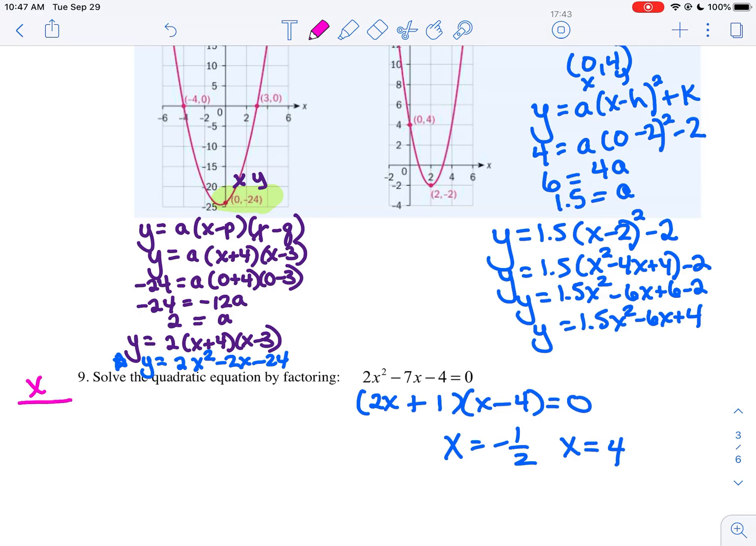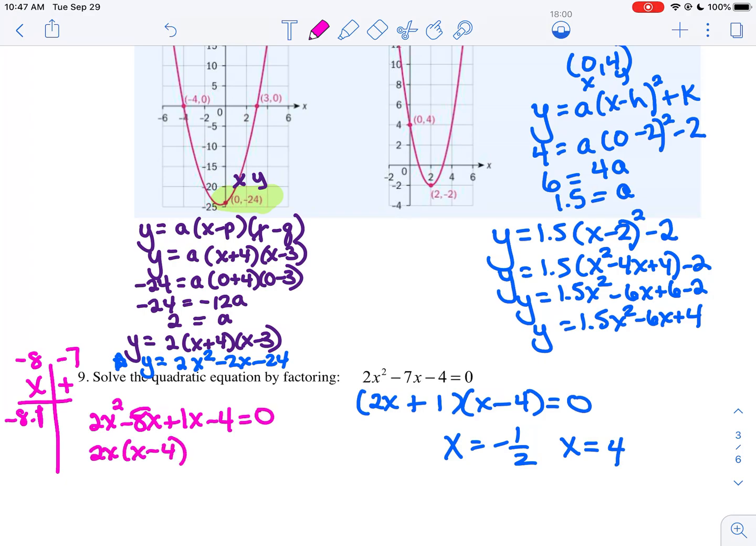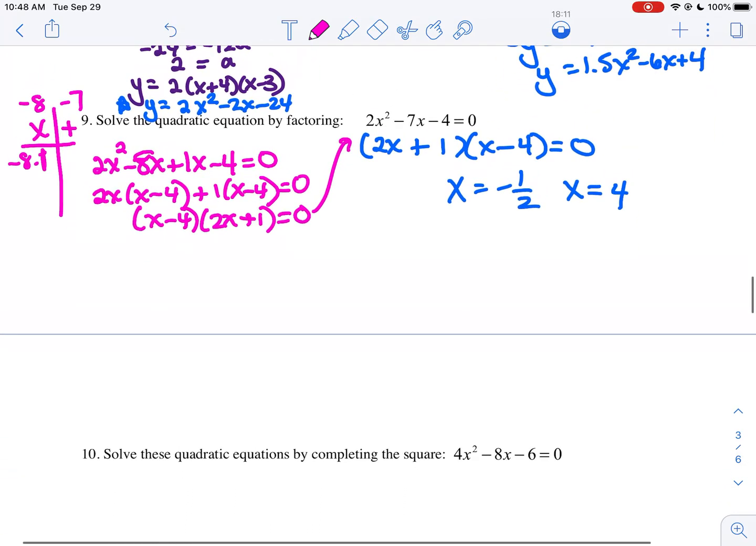You take what 2 numbers multiply to negative 8, but add up to negative 7. So you are going to get negative 8 and 1. So then that's 2x squared minus 8x plus 1x minus 4. Then you factor by grouping, and you get x minus 4 times 2x plus 1. And then you jump to where I was there, okay? But I'm really, really hoping you guys can do trial and error.